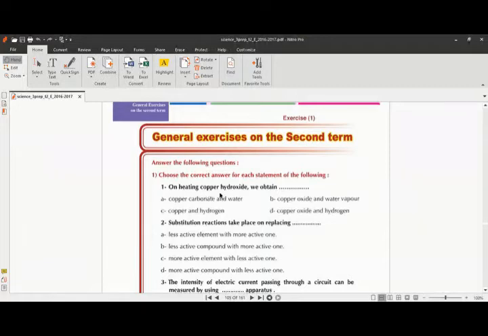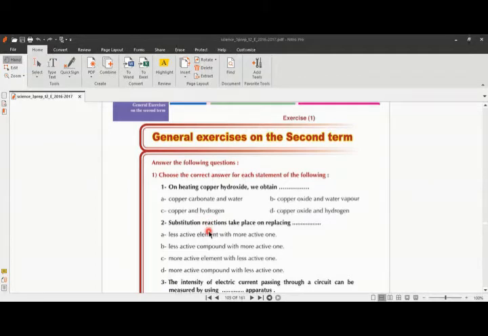On heating copper hydroxide, Cu(OH)2, we obtain... when it decomposes thermally, it forms, producing, copper oxide and water vapor. Copper oxide and water vapor, if you remember that. So on heating copper hydroxide, the answer will be the copper oxide and water vapor. Okay.